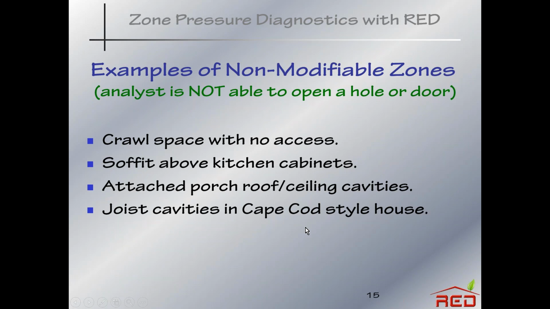Examples of where you might want to use non-modifiable zone analysis: crawl space, soffit above kitchen cabinets. You might want to know if that's connected to the attic or not. It often is. An attached porch roof ceiling cavity. I'll show you an example of that, although we won't go into too many specifics with it. Joist cavities in a Cape Cod style house is another example.